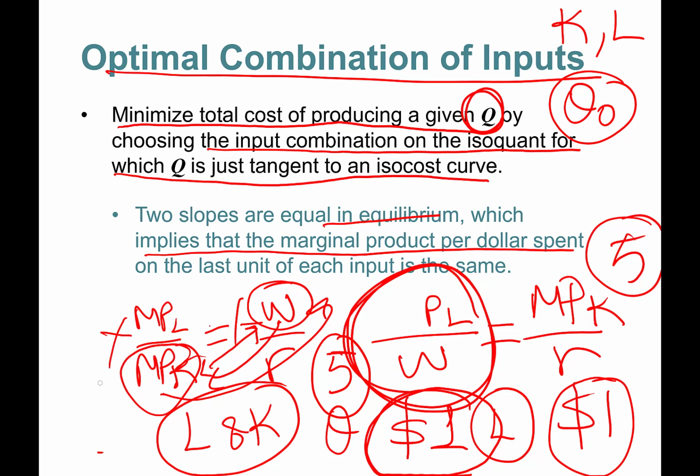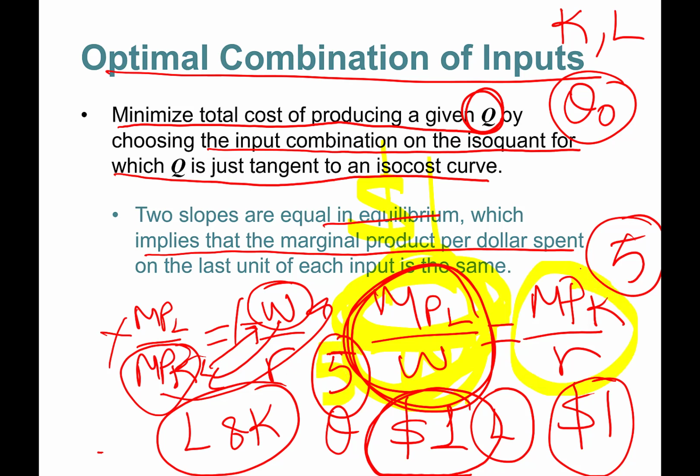I have $1, right? And if I spend that $1 on labor, this is how much output I'm going to get: how much one worker produces divided by how much I'm paying this worker. So if I spend my one last dollar on labor, this is how much output I'm going to get. Maybe I'm going to produce 5 units of output.